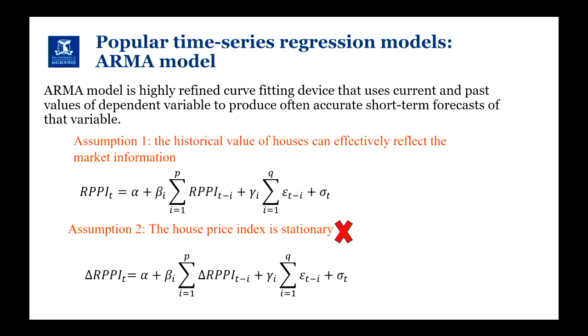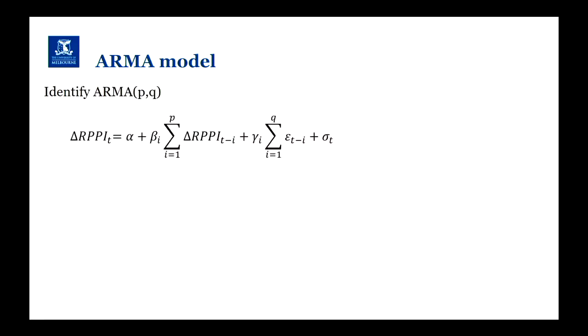Okay, so for the ARMA model, the first thing we have to identify is the proper number for P and Q. That is, how many lags we need to include for the changes in previous periods, and how many lags for the unobserved factors.